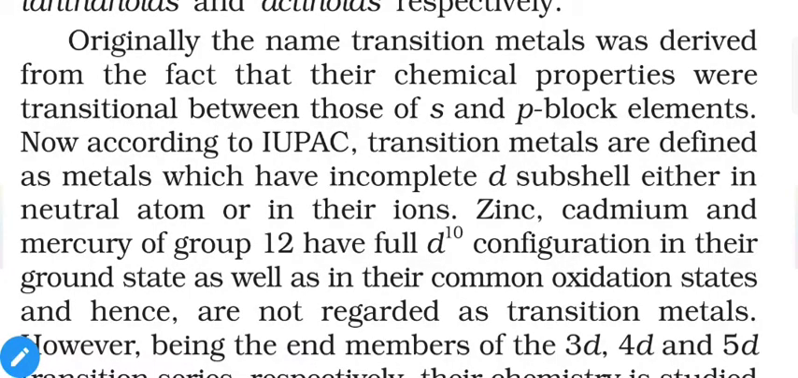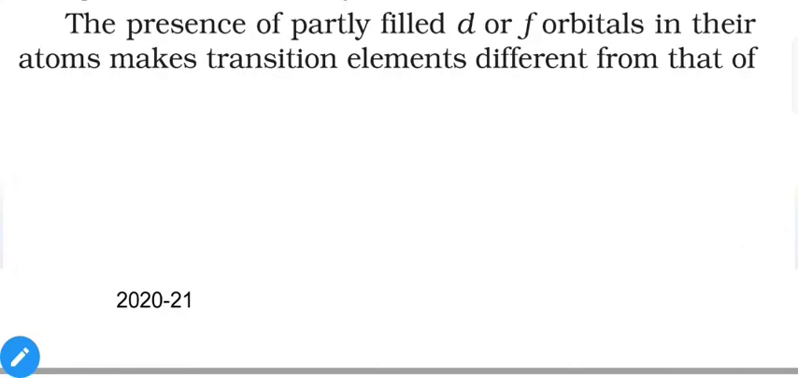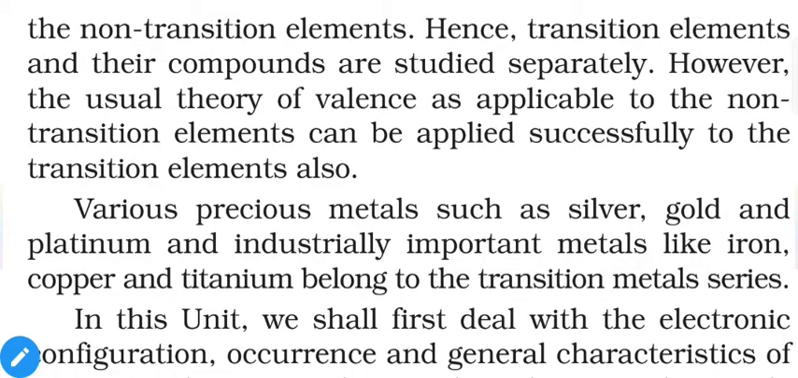So if you check the electronic configuration of zinc, cadmium and mercury of group 12, you will notice they have fully filled d orbitals. So according to this definition, we should not consider them d block elements. But their chemical properties and some other properties are similar to d block elements, and that's why we will study them together. Now, the presence of partially filled d and f orbitals in their atoms makes transition elements different from the others, and that's why they are studied separately.